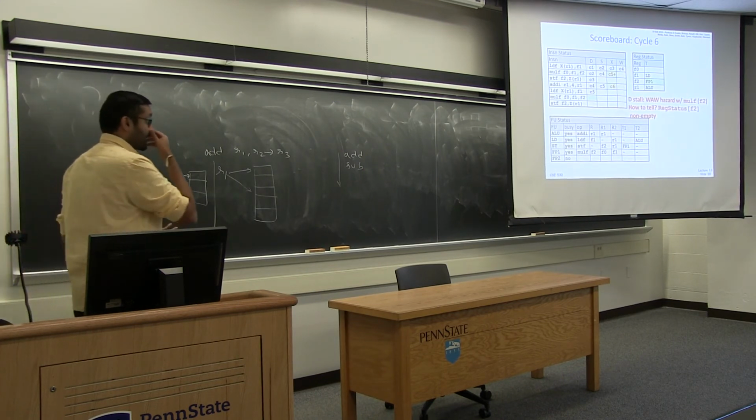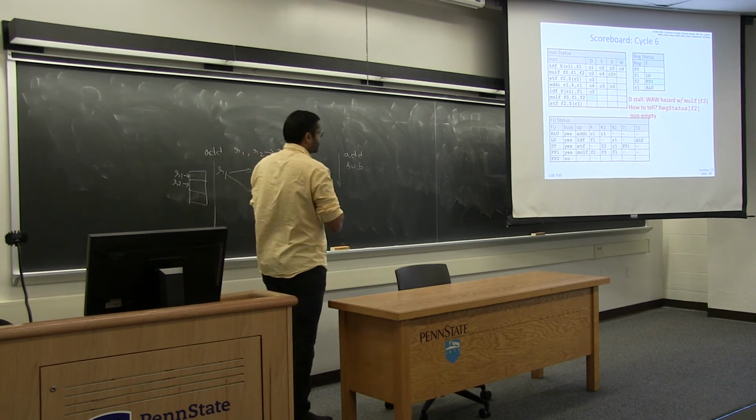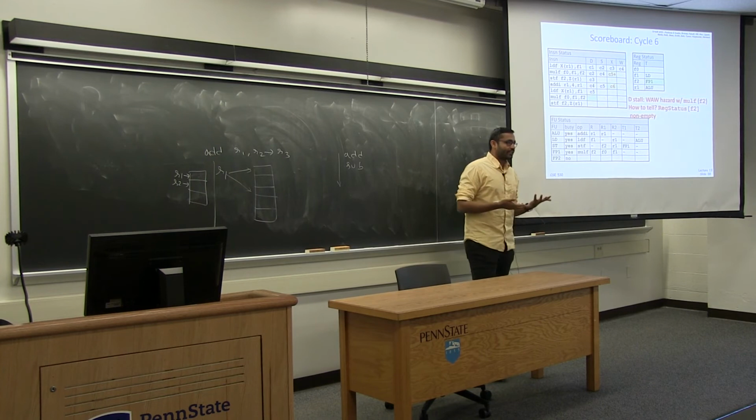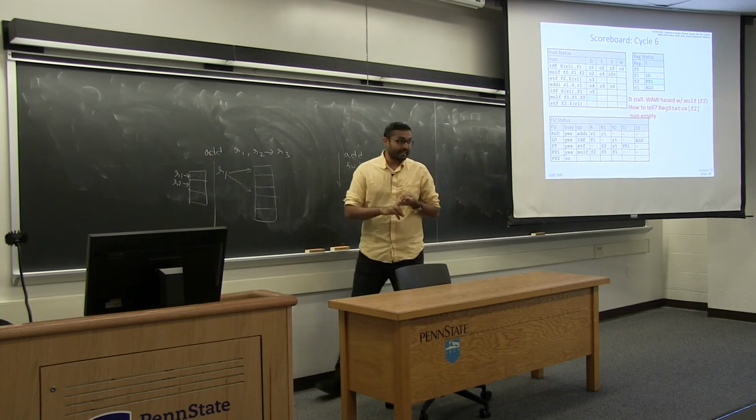Okay. So now we are in cycle C6, or cycle 6. The multiply instruction is going to continue with the multiplication operation because the multiply is going to take 3 cycles, right?